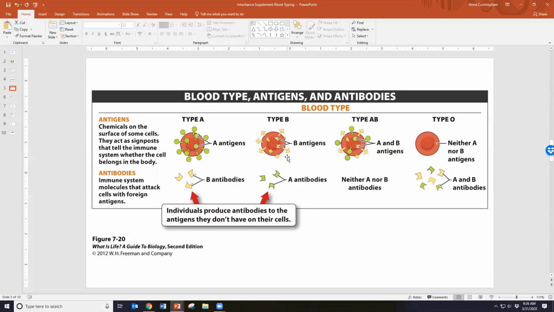However, the benefit here is that because they don't have any antigens on their cell surface, they could donate to any of the other blood types. Although all the other blood types do have antibodies, there's no antigen on the cell surface of type O blood. So type O is what's called a universal donor. I have that summarized on the next slide as well.